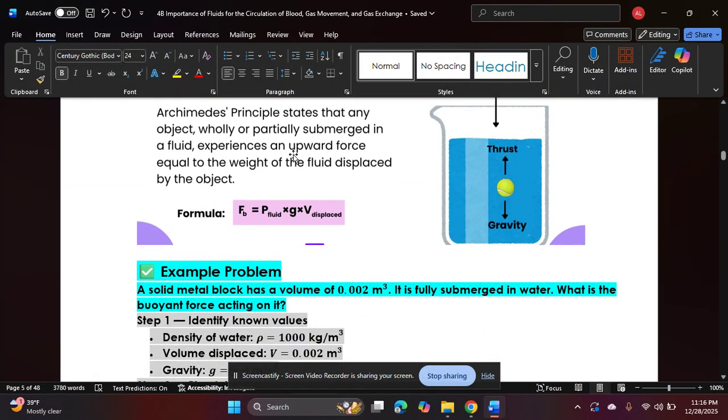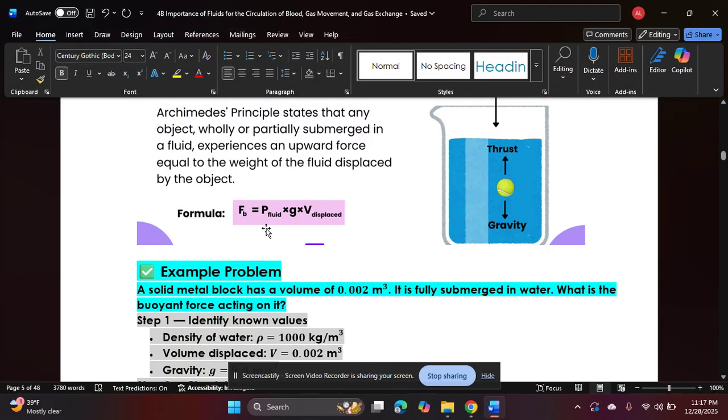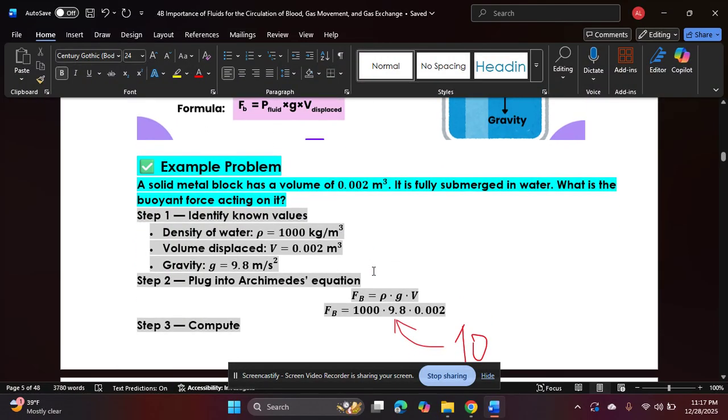Archimedes' principle states that any object wholly or partially submerged in a fluid experiences an upward force equal to the weight of the fluid displaced by the object, right? So this is gravity pushing it down. This is thrust pushing it upwards. As you can see, the water is displaced, right? So the formula is FB equals rho fluid into g into V displaced, right?